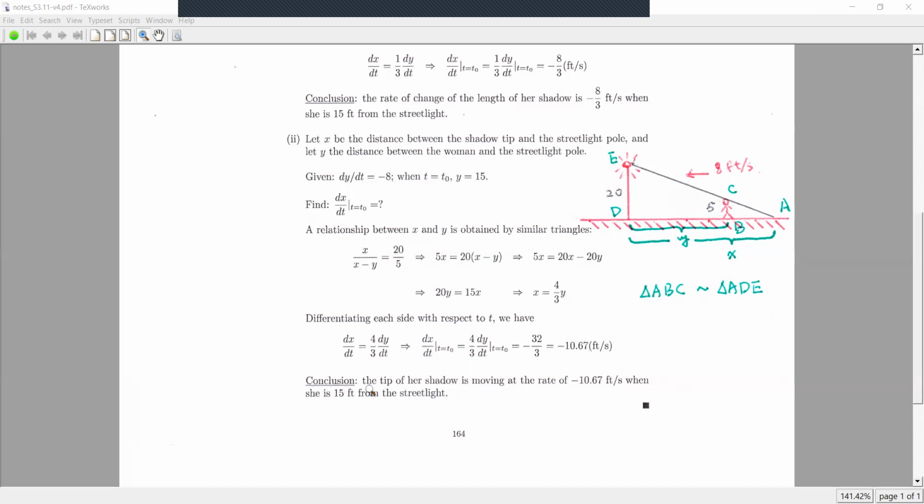Now, conclusion. The tip of her shadow is moving at the rate of negative 10.67 feet per second when she is 15 feet from the street light. Negative means the distance between the tip and the light pole is decreasing. x is decreasing, so negative.